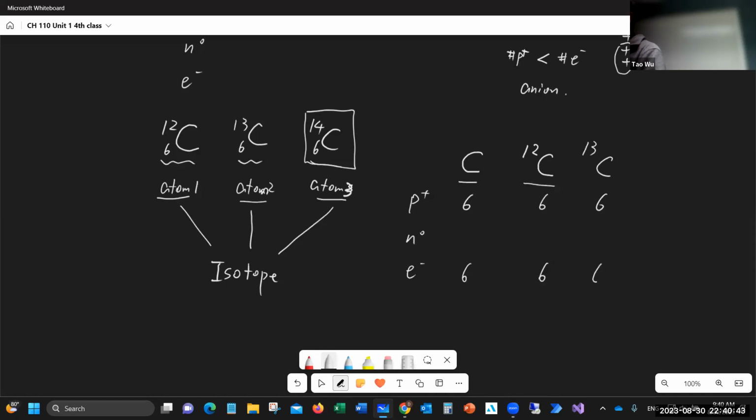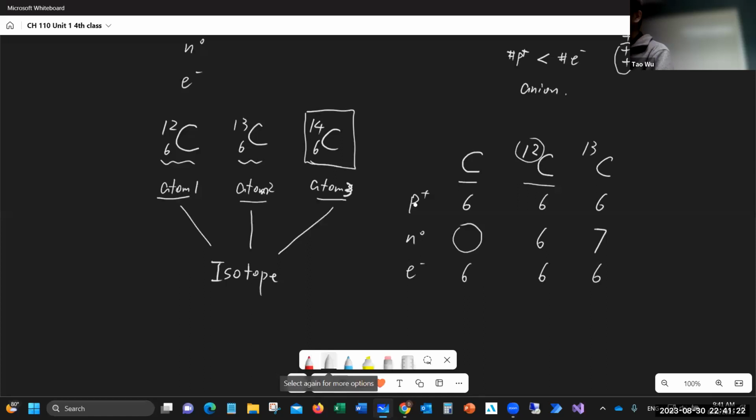Do we know the neutron numbers for the 3? Not all of them, right? We know carbon 12, since this is a mass number. Mass number is equal to proton plus neutron. You already have the proton, so you know the neutron: this is 6, and this is 7. But do you know this one? You don't know, because I didn't write anything on this. That is the difference between those two.